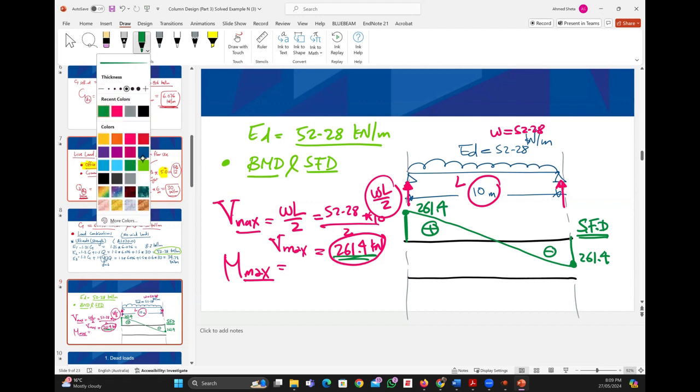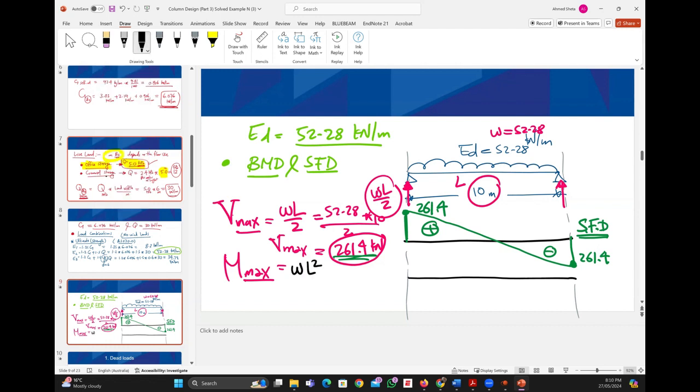Do you have any question about this one? No, thank you. That makes sense. No worries. So how much is the moment? The maximum moment is WL squared over 8. So you need to just memorize this too.